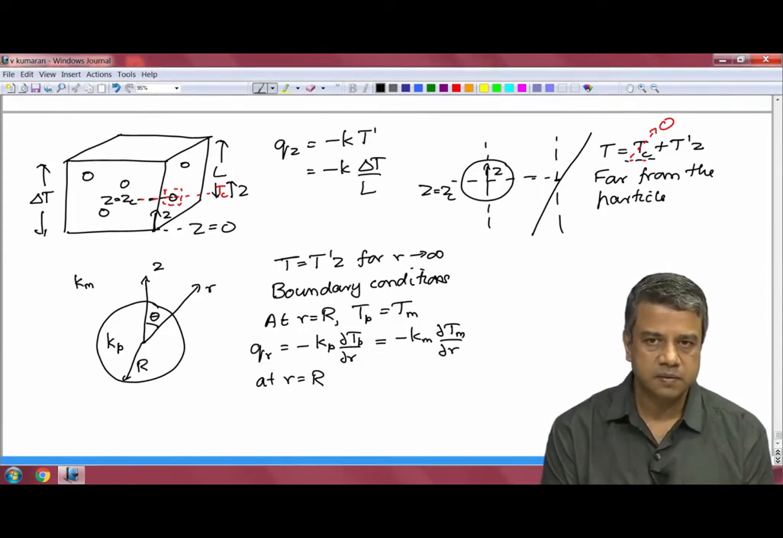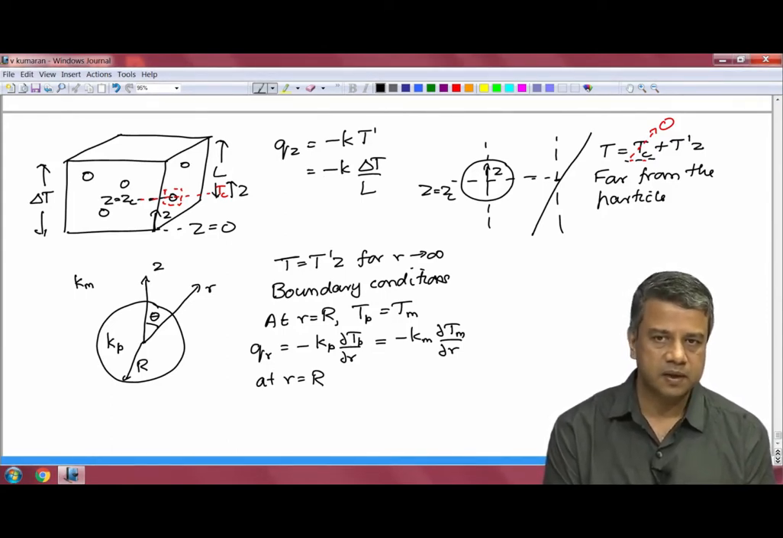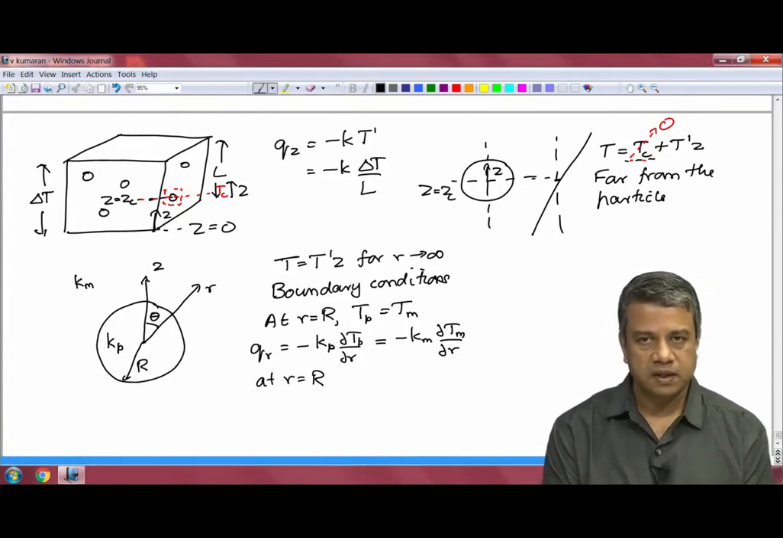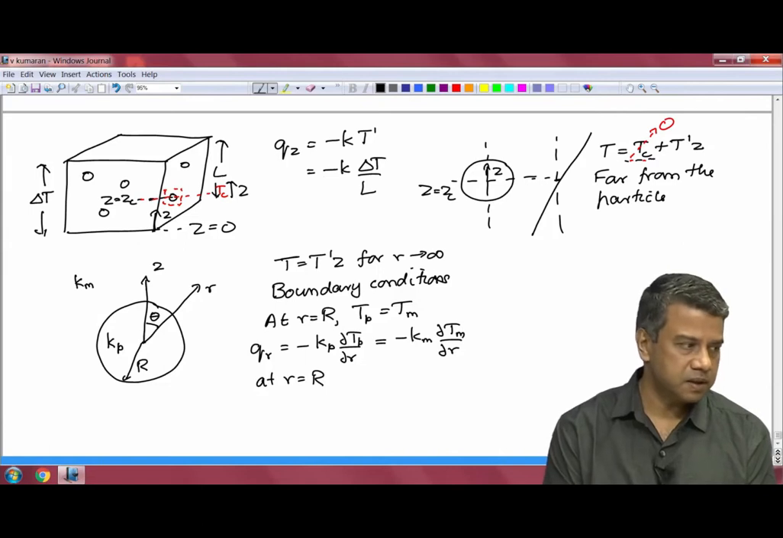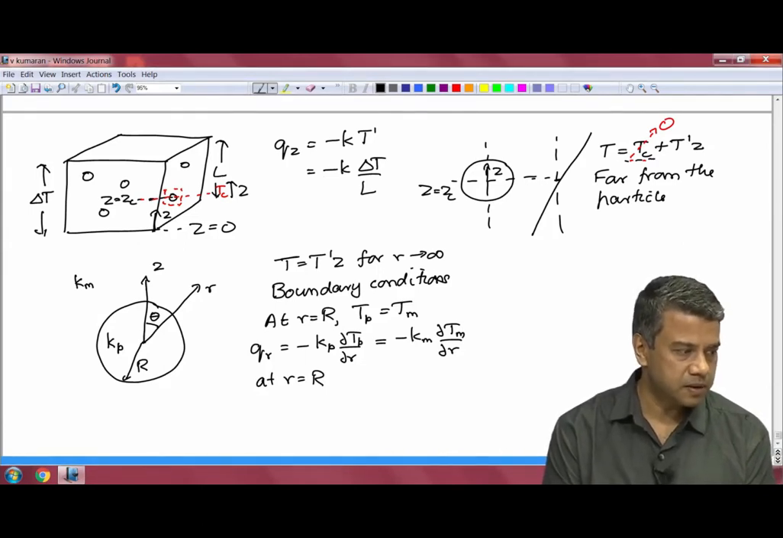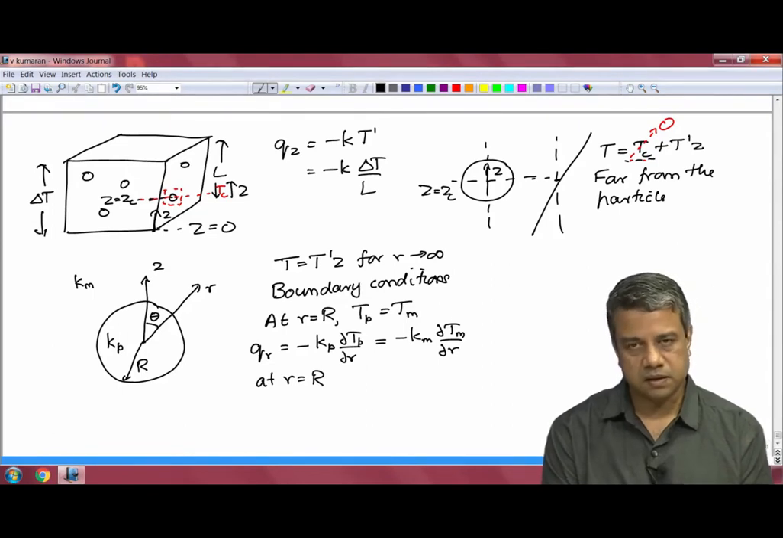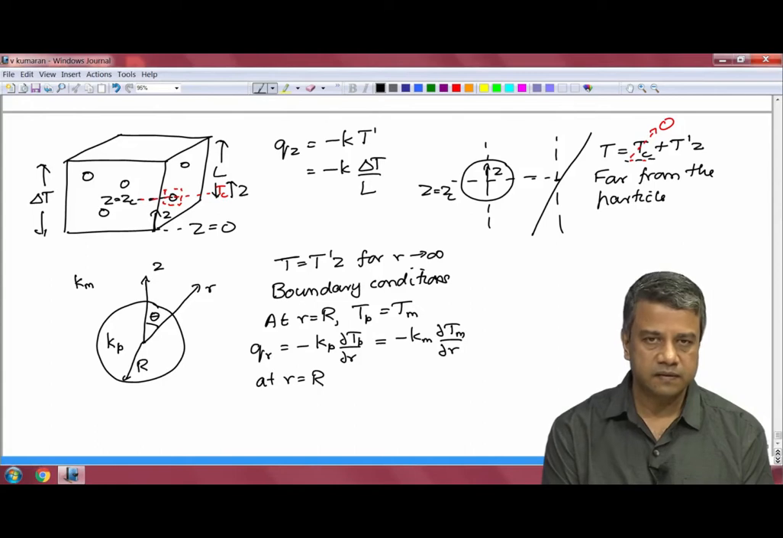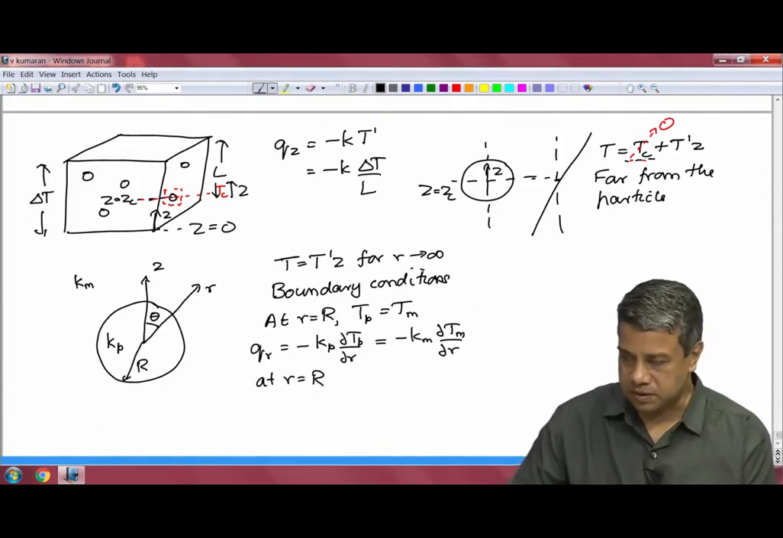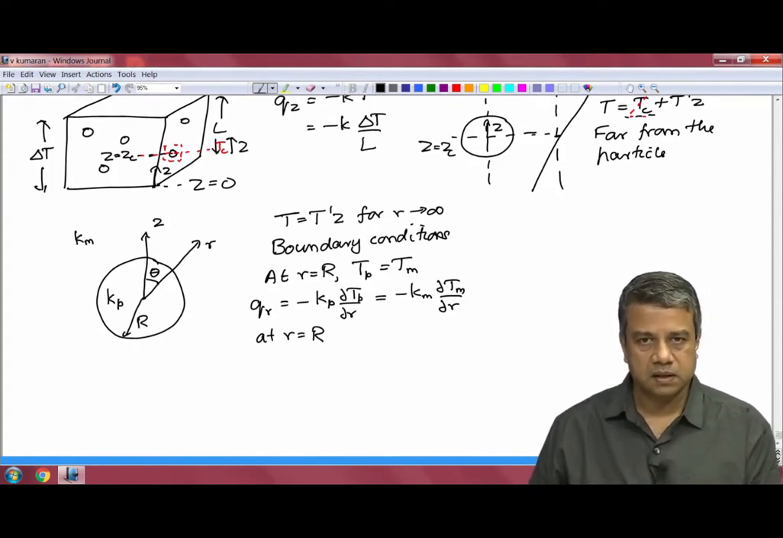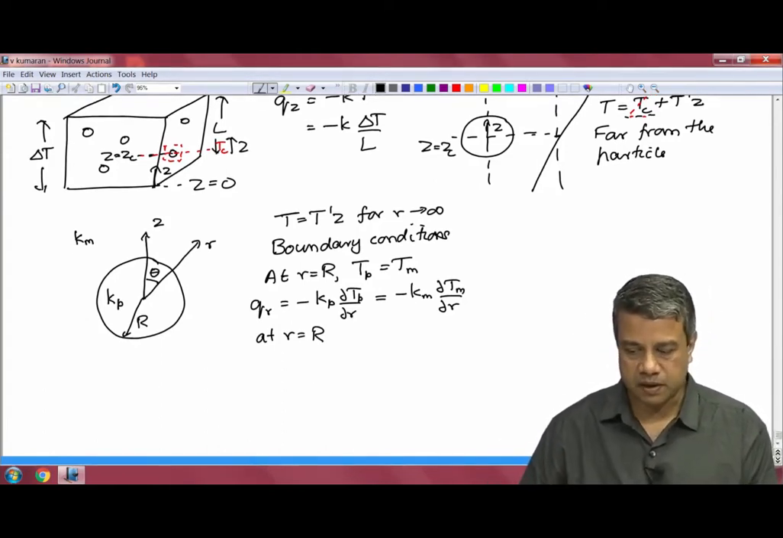The temperature has to be the same, because at a point you cannot have different temperatures. Flux has to be the same. If the flux is not the same, then there will be accumulation of energy at a particular location. So, for a single particle, these are the two boundary conditions at the surface. There is a boundary condition at infinity, T is equal to T prime times z. So, those are the boundary conditions at the surface and the boundary condition far from the particle.